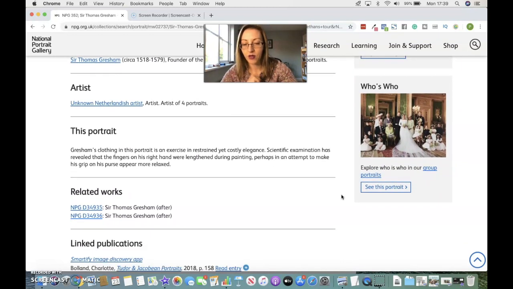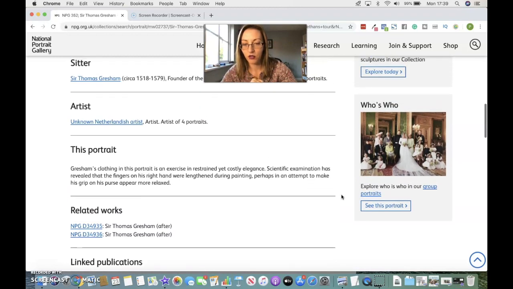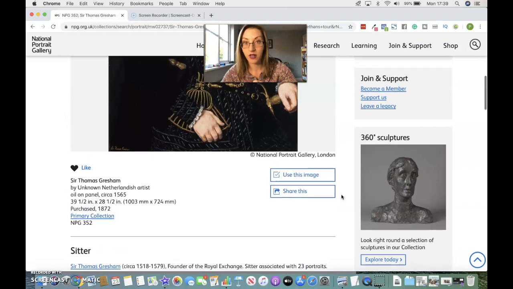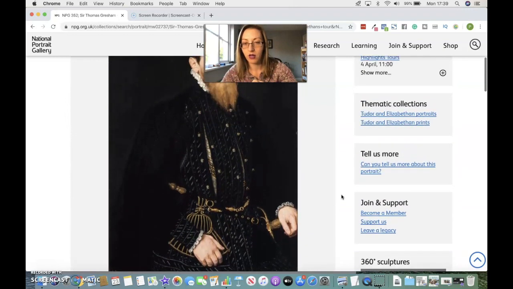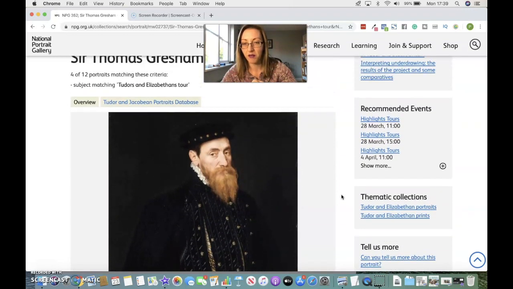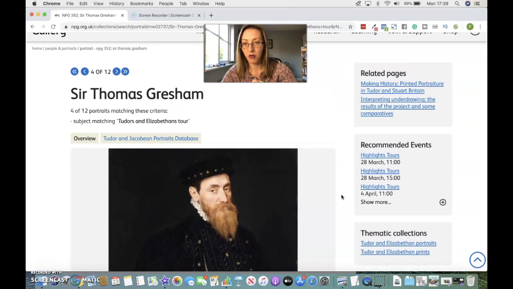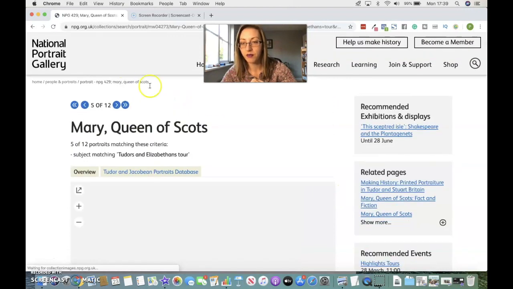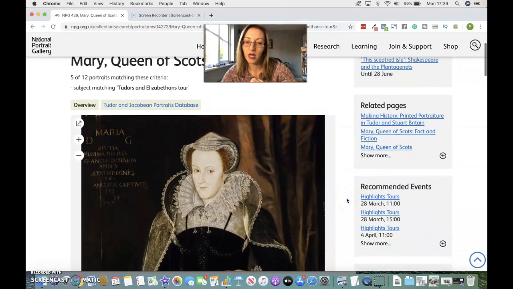He had a house in the City of London. I'm trying to think which street it was on, because it burnt down in the Great Fire, so it no longer exists. I think there's something like a Pret a Manger or something where it was. So that's Sir Thomas.